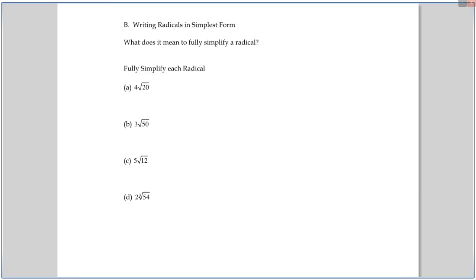All right, next page. What does it mean to fully simplify a radical? The radicand has no perfect square or perfect cube, depending what the index is, factors left over. Or not left over, but like left inside the number, if you will.